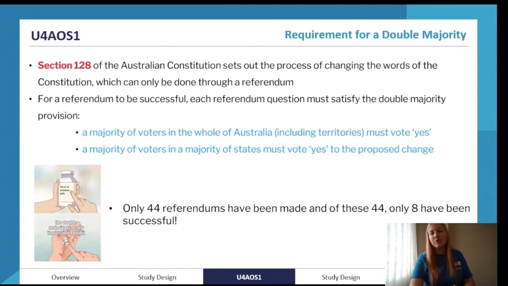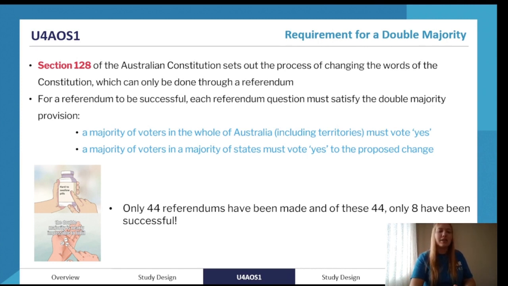So the Commonwealth only tries to do this when they're really sure that there's a lot of public support for a law. We will look at one referendum today. So you need to be able to understand the double majority and be able to define the double majority requirement. What is a referendum? What is the relevant section?